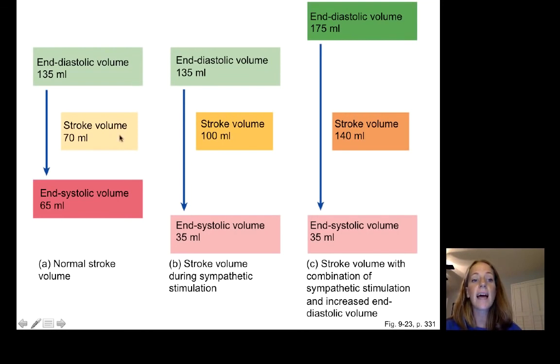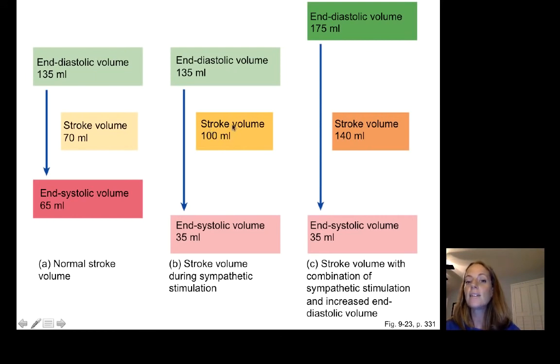So this last piece is where I'm going to leave you guys today. You have the normal end diastolic volume of the heart. You would have the average end systolic volume of the heart, which would give you a stroke volume of about 70 milliliters. If we then need to increase the stroke volume, we can add sympathetic stimulation. Just adding sympathetic stimulation will increase the contractility of the heart through increase in calcium to the heart muscle. That will increase the stroke volume to say from 70 to about 100.